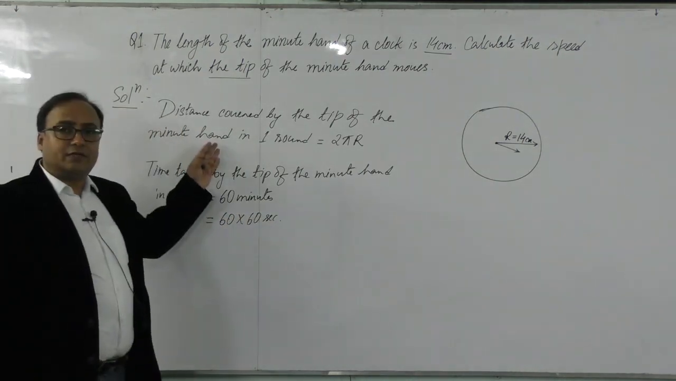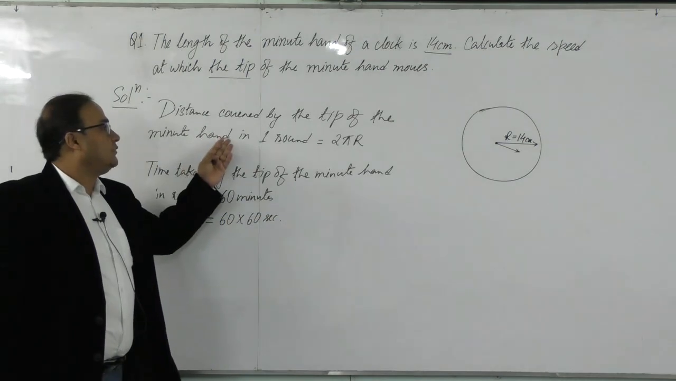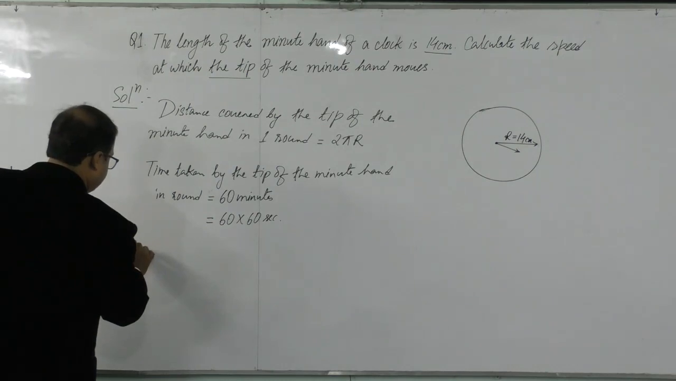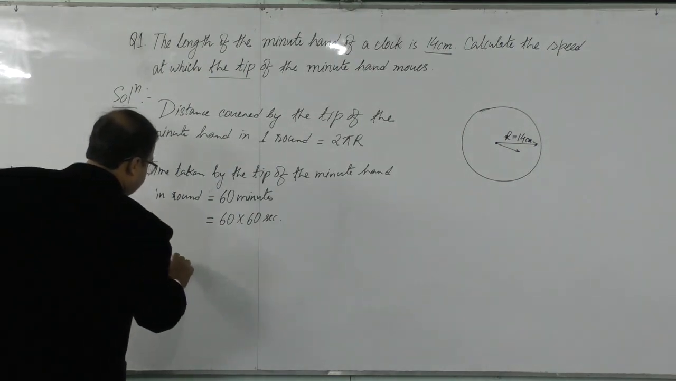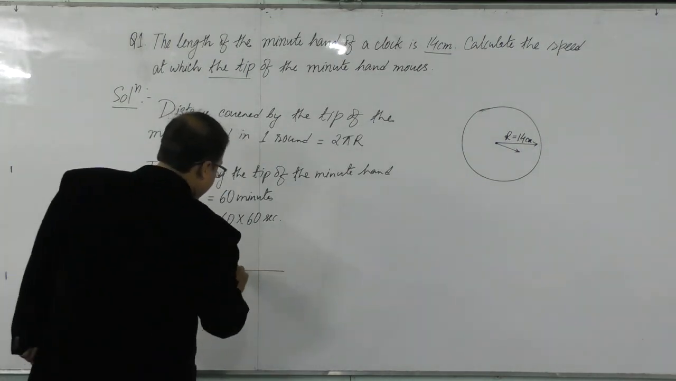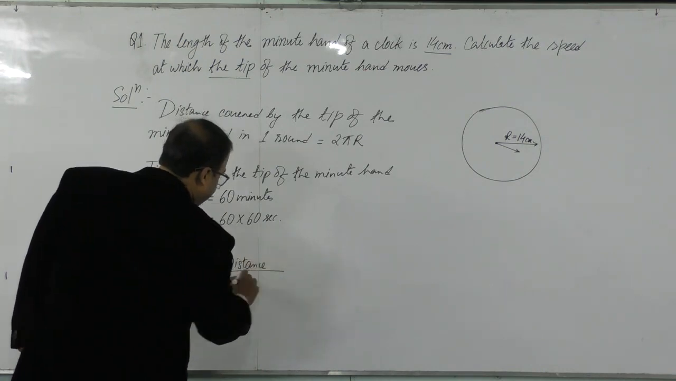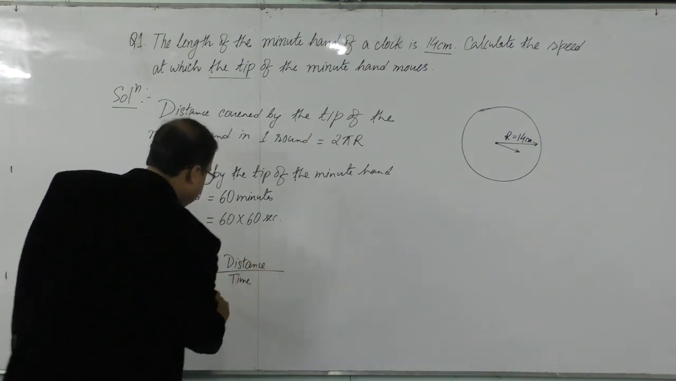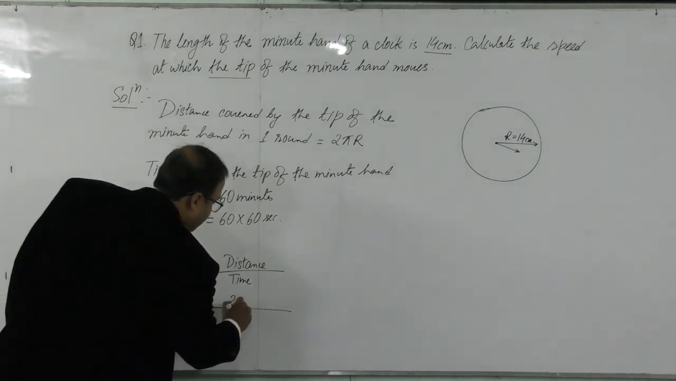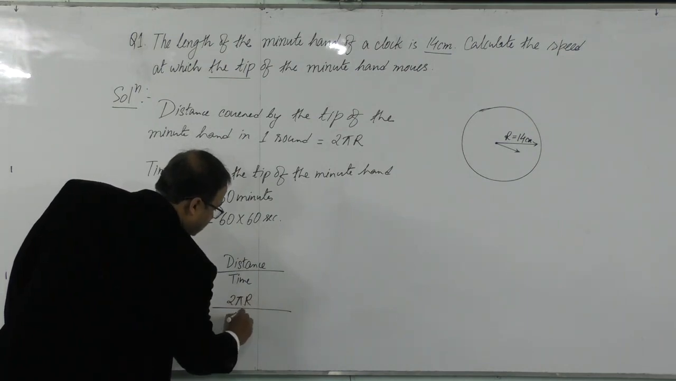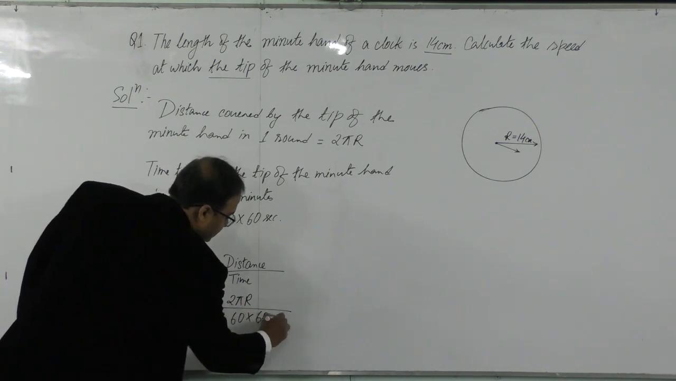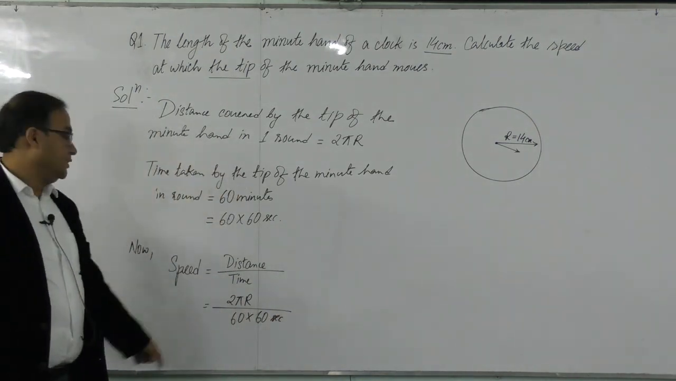Now we know distance covered and we know time taken. और distance covered और time taken पता होने से we can easily find out the speed. So we can write now speed is equals to distance by time. Speed is equals to distance by time, and distance covered is what? 2 pi r. 2 pi r divided by 60 into 60 seconds.